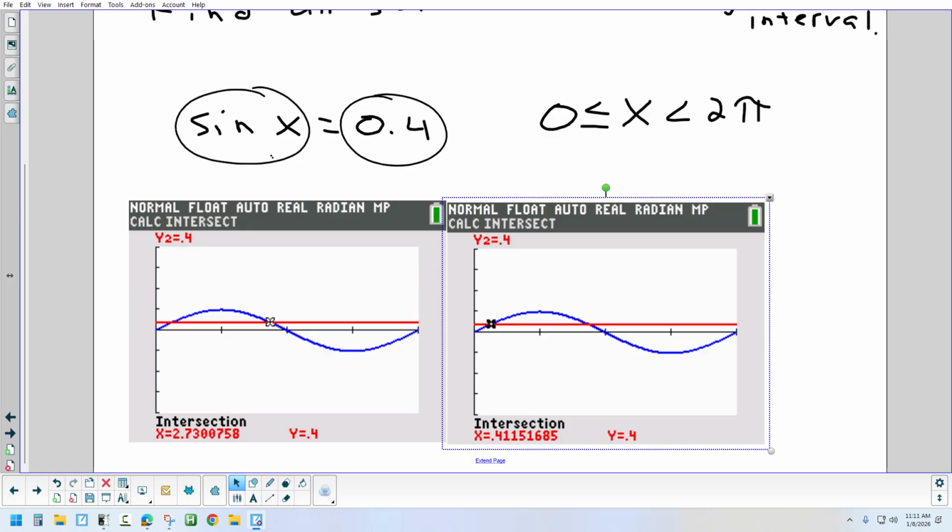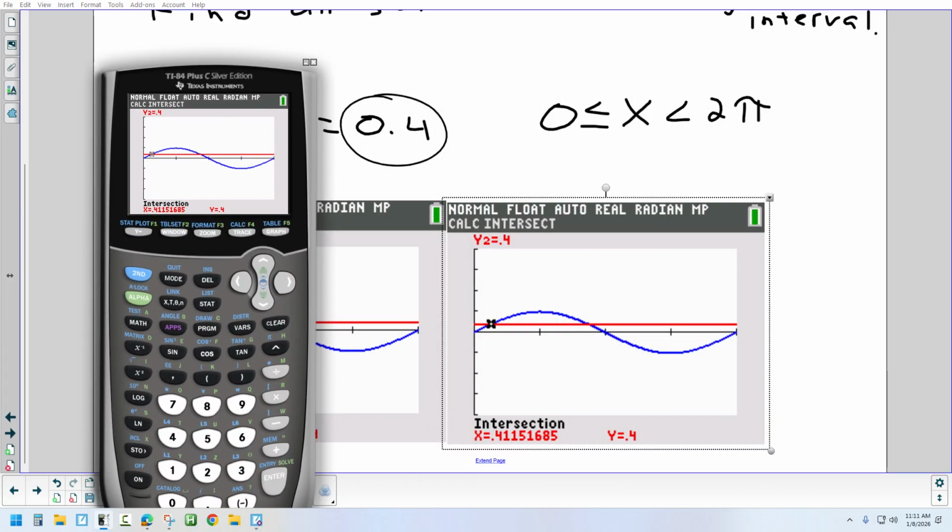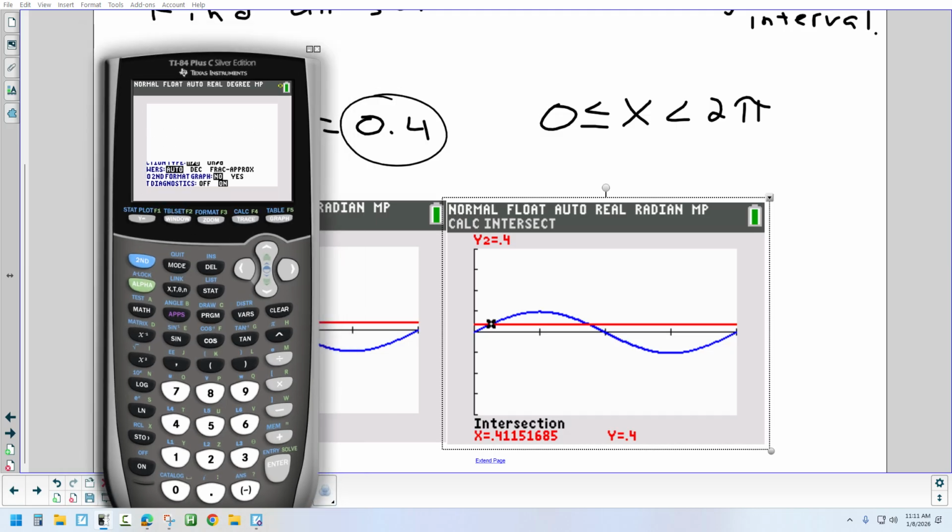If they wanted you to do this same problem in degrees, we could. They don't want degrees because I can see 0 to 2 pi. That's radians. But if they wanted degrees, what would I be between? It wouldn't be 0 to 2 pi. It would be what? Yep, 0 to 360. And then I would change my mode. I already did. Change it to degrees. The graph is going to look exactly the same because I changed my window and I changed the mode.